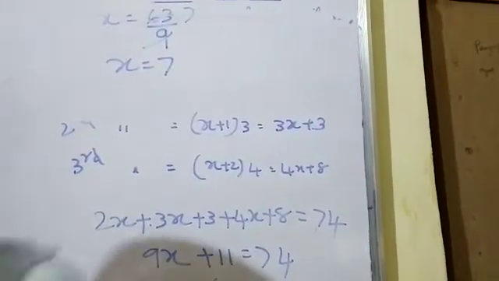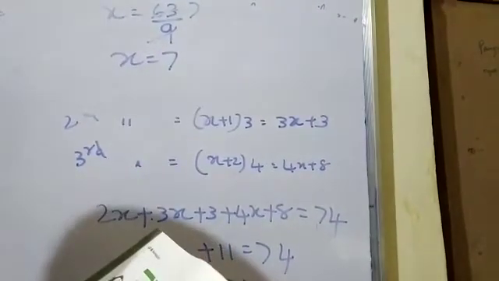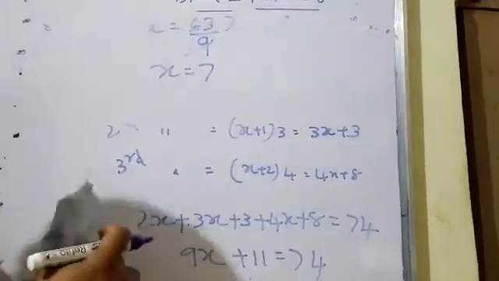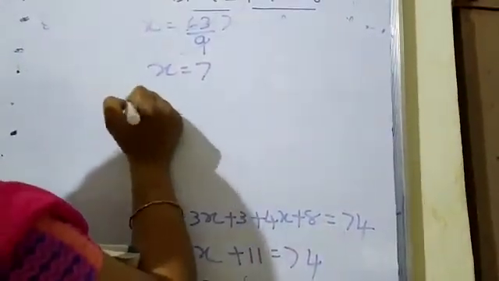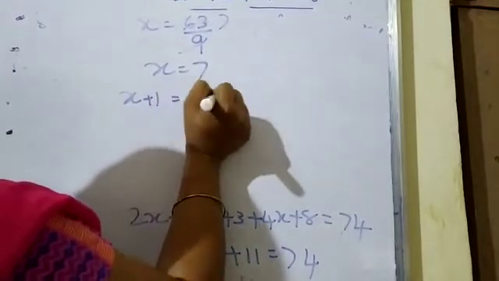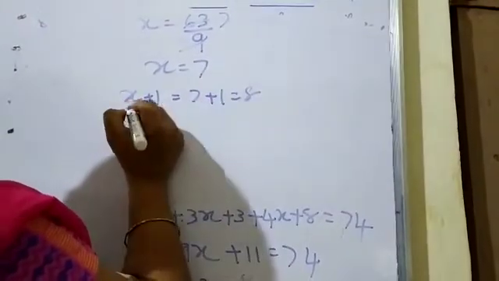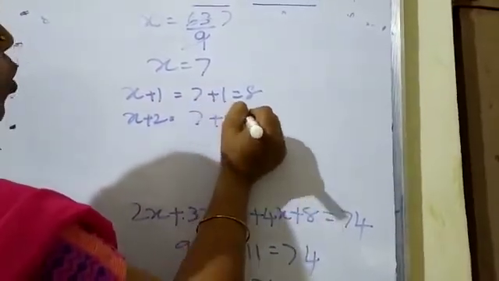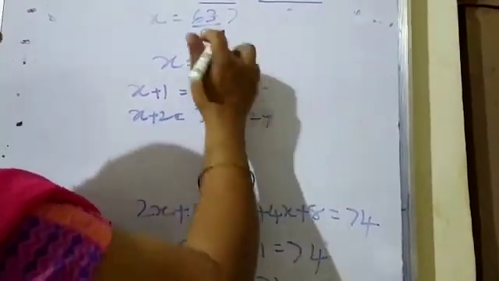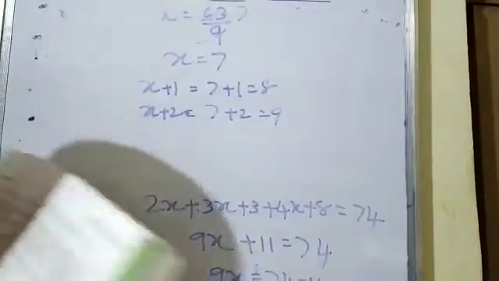Now the question is asking to find these numbers. So what are the numbers? The first one is x, which is 7. The second one is x plus 1, so 7 plus 1 is equal to 8. The third one is x plus 2, so 7 plus 2 is equal to 9. So 7, 8, 9 are the numbers.